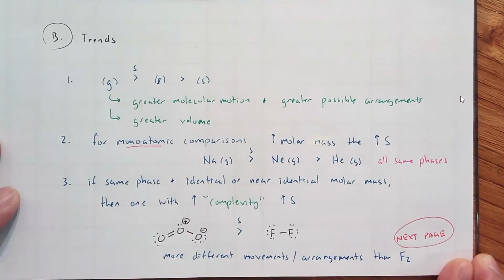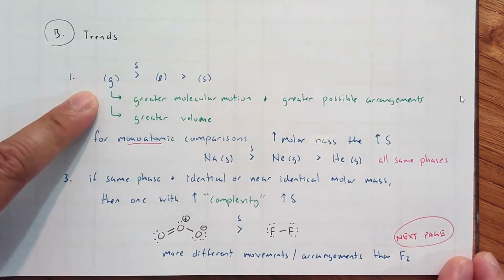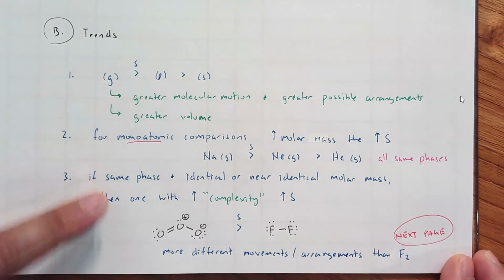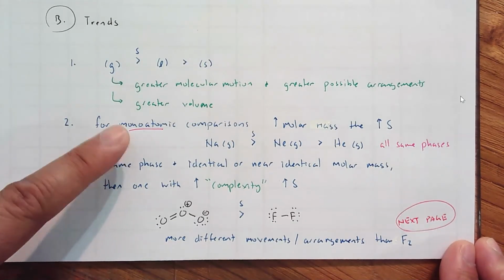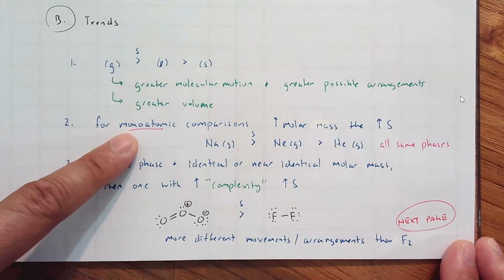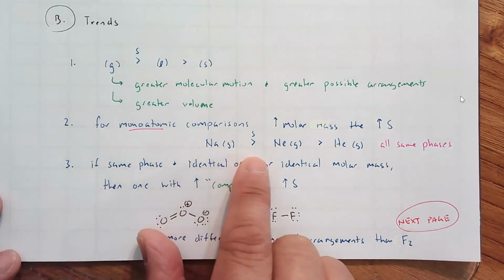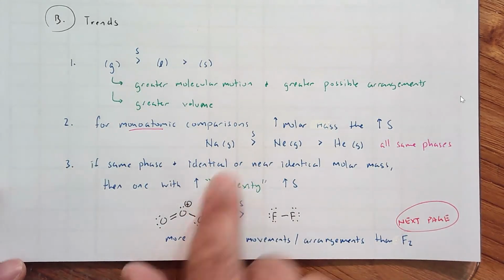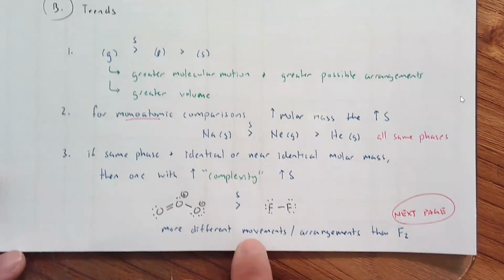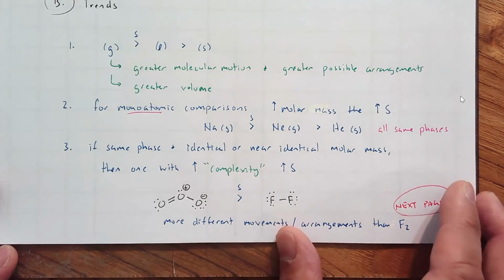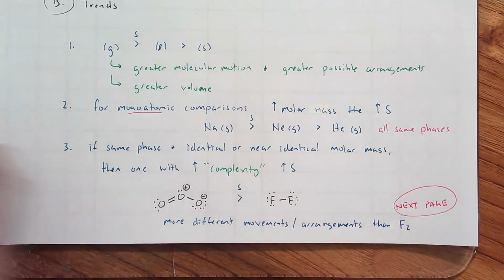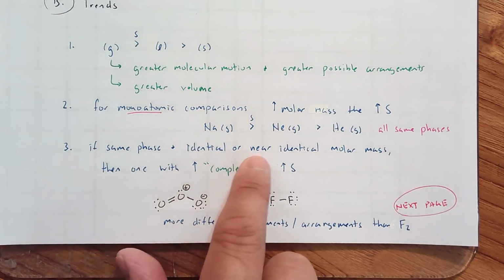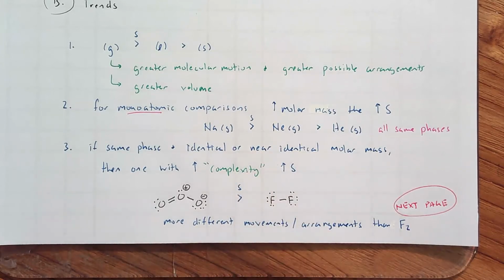Those are your three trends, okay? Phases of the same substance, monoatomic comparisons. I think this is the one that people tend to forget. If you have monoatomic species of different elements, you go by the molar mass. And then complexity, it's a little bit abstract, but with practice, we're going to know between two molecules that have the same phase and near or identical molar mass, which one's more complex. Let's take a look at some of those examples on the next page.